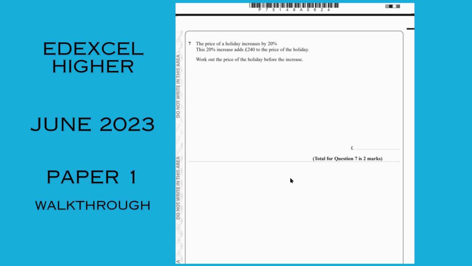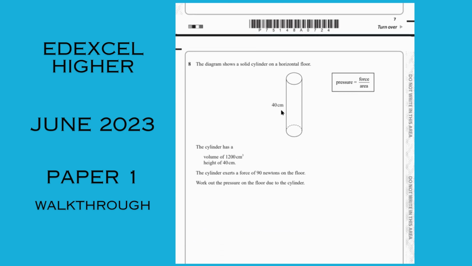Number 7. It's non-calc, so the price of a holiday increases by 20%. Now, don't forget, the original is 100%. So you could go down the route of 120% and so on equals x plus. Too messy. 20% increase is £240. We'd like to have the exact amount, and the original is always 100%. So it's times by 5. That's all it wanted, not one to overcomplicate.